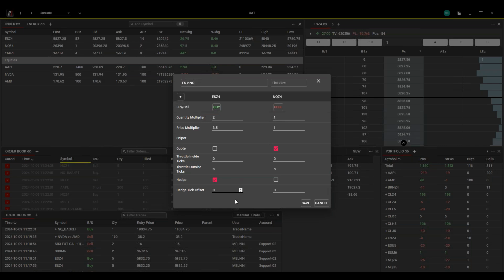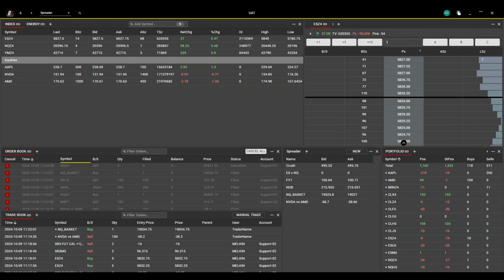In very fast markets, you may want to tick this up to a couple of ticks to make sure that you do get a fill on your second leg and that you don't get hung. For now, we'll leave them at 0, and we'll leave this as our basic ES versus NQ spread. I'll go ahead and save that. So we see our ES versus NQ listed here in our spreader.